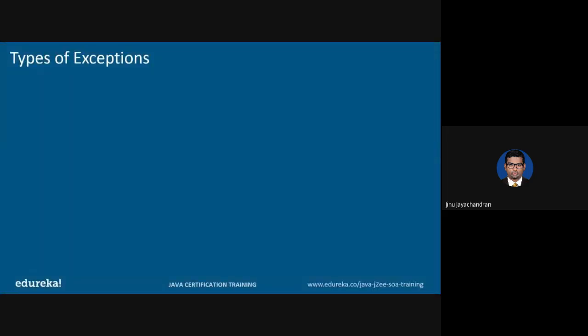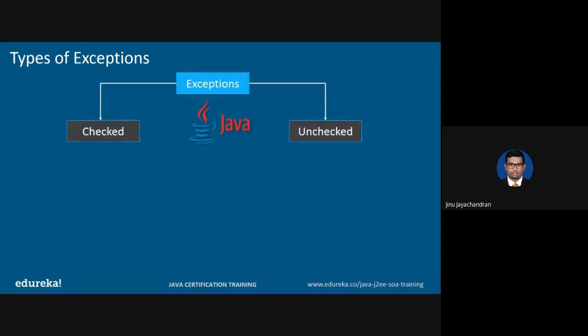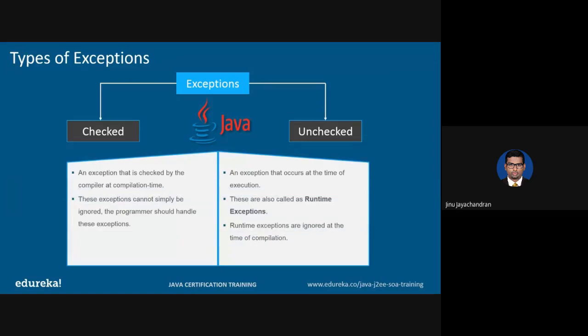Next, let's see the differences between checked and unchecked exceptions. In simple terms, exceptions that happen at compile time are checked exceptions, like IO exceptions, etc. And runtime exceptions are called unchecked exceptions, like divide by zero, array out of bound, null pointer exception, etc. Basically, unchecked exceptions are built-in exceptions in Java. So checked exceptions cannot be simply ignored. The programmer should handle these exceptions. And runtime exceptions are ignored at the time of compilation.